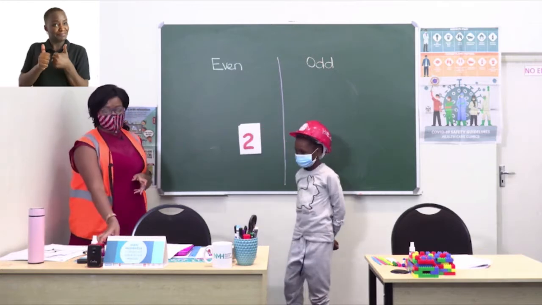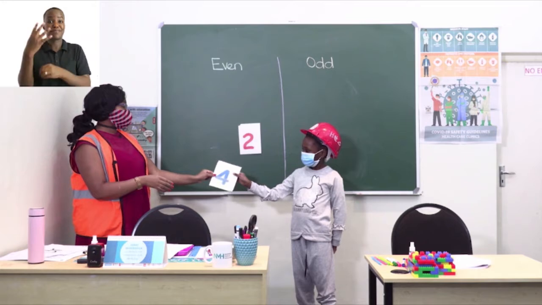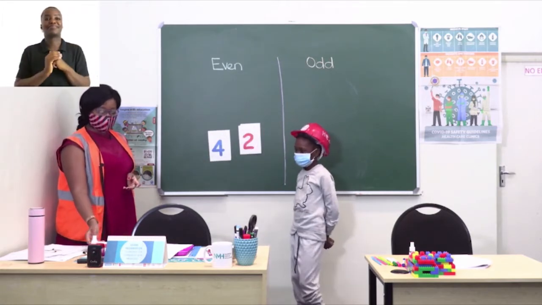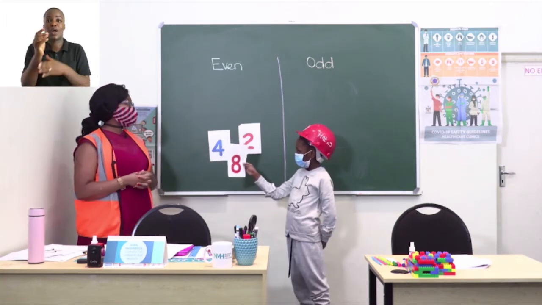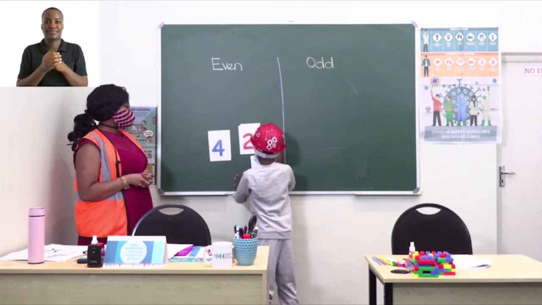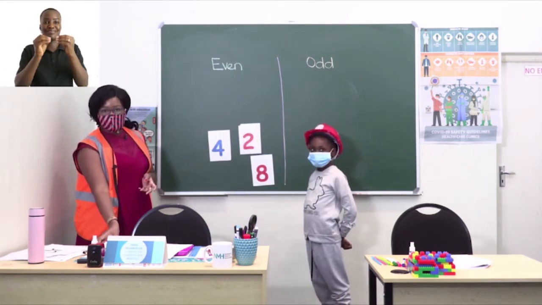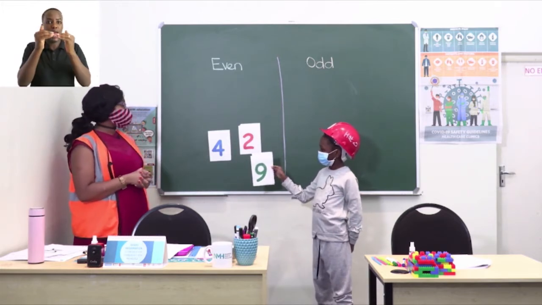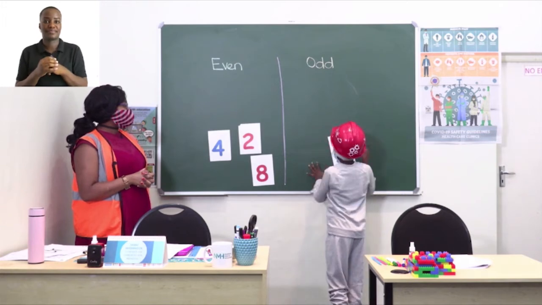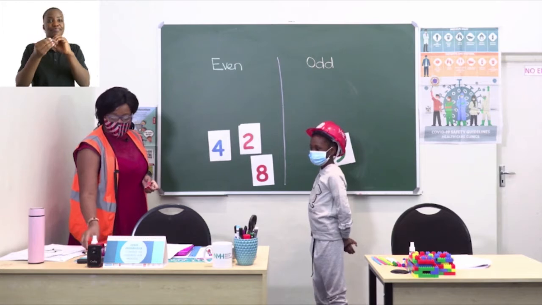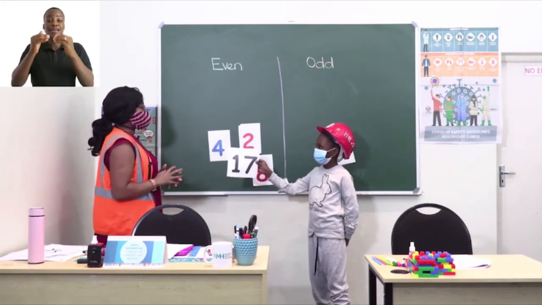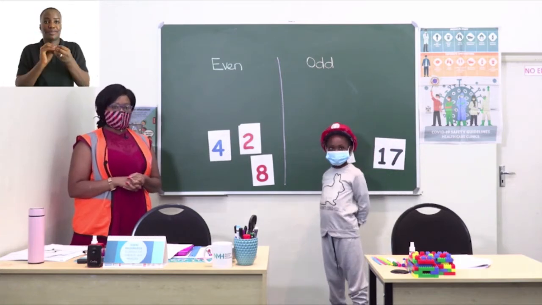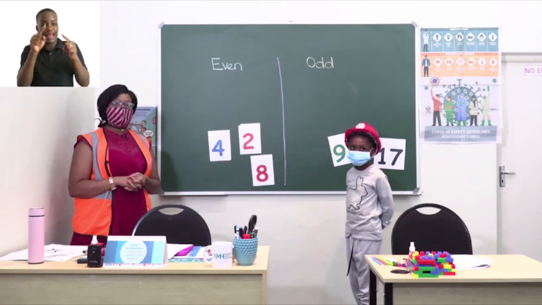Well done! The next number is 4. Is that an odd number or an even number? Very good. The next number we're going to try is 8. Is that an odd number or an even number? Well done. I hope you're following at home, and if you are, you must give yourself a pat on the back. The next number we have is 9. Is that an odd number or an even number? Yes, well done. And the last number that we have is 17. Is that an odd number or an even number? Very good. Now I want you to try this exercise by yourself. Make sure that you write the correct number in the odd box or the even box.